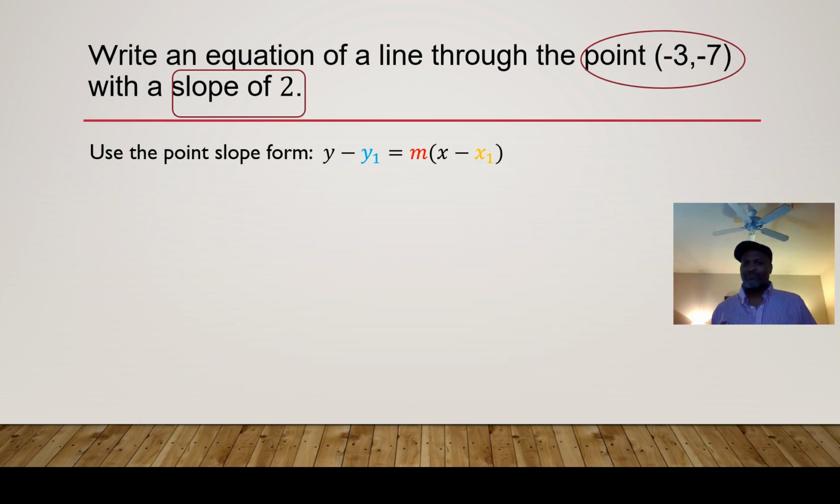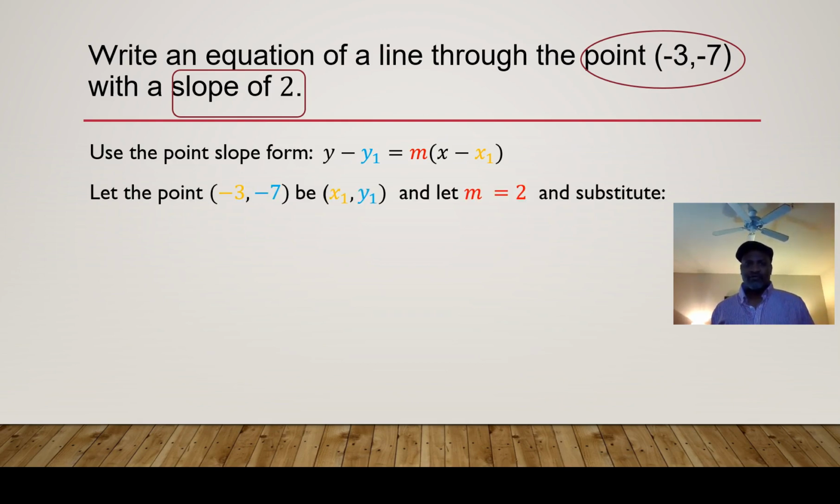Now here's where you need to be very careful. We're going to let the point (-3, -7) be (x1, y1), and let m equal 2, let the slope be equal to 2. Note that when we substitute those values, we have y minus -7. All right? And so we don't throw away the negative, we keep the negative on the 7. And then we also have a -3 there for the x1 value.